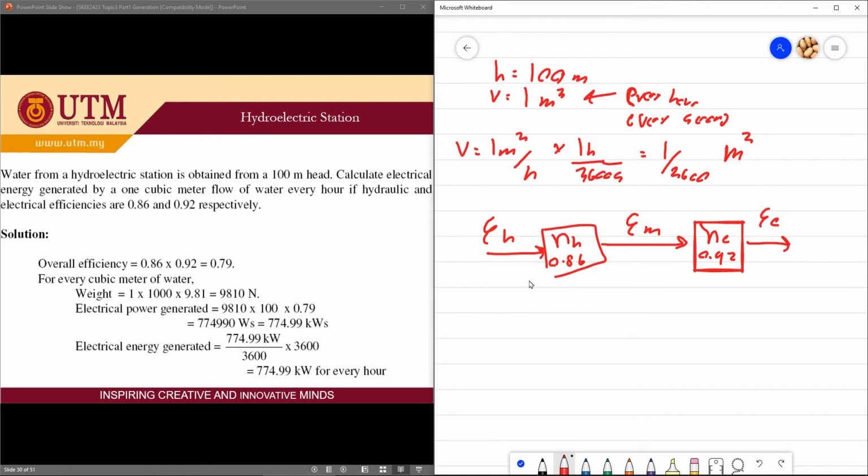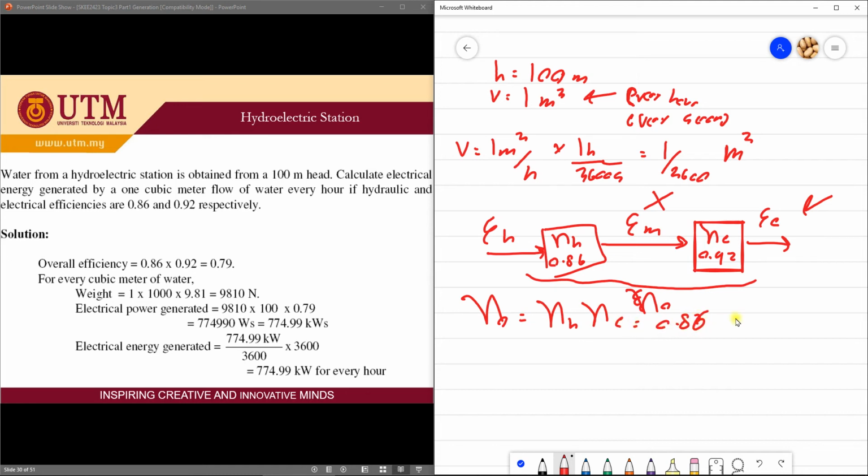You need to find the overall efficiency, because the question asks you to calculate the electrical energy generated. So the overall efficiency is basically the efficiency of hydraulic multiplied by the efficiency of electrical. So 0.86 multiplied by 0.92, so 0.79.